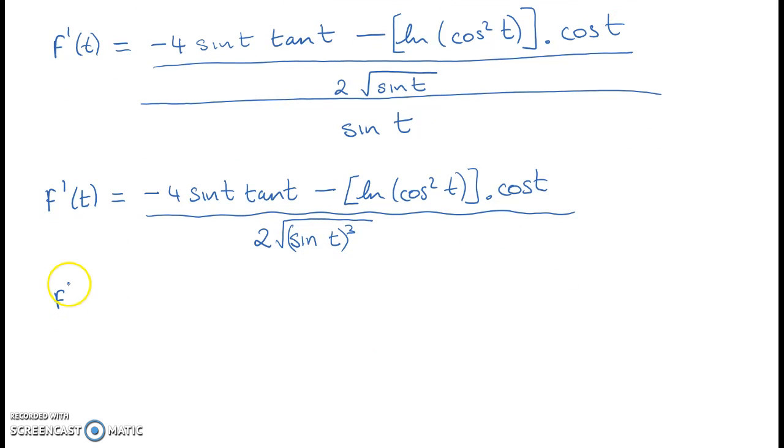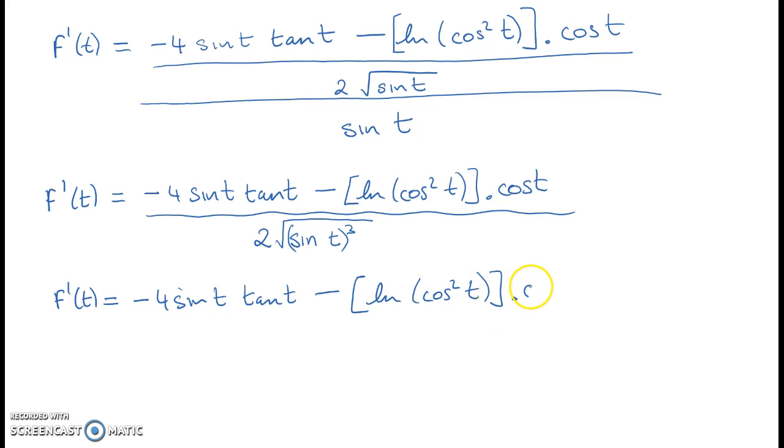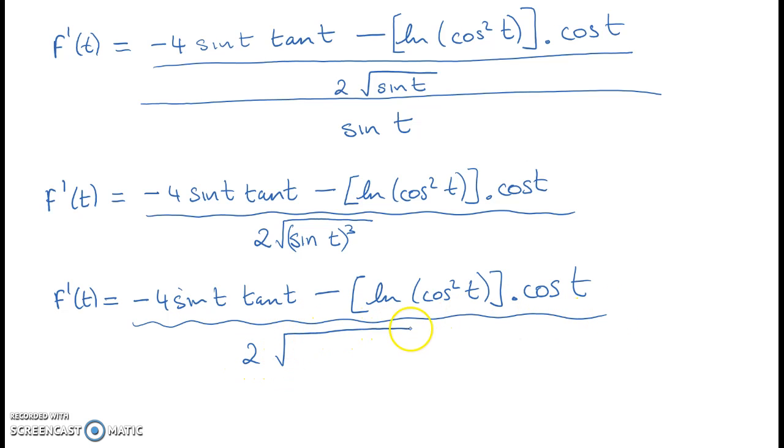which we can write in a sort of more conventional, more classical style if you like. Negative 4 sine t tan t minus the log of cosine squared t times cosine t over 2 times the square root of sine cubed t.